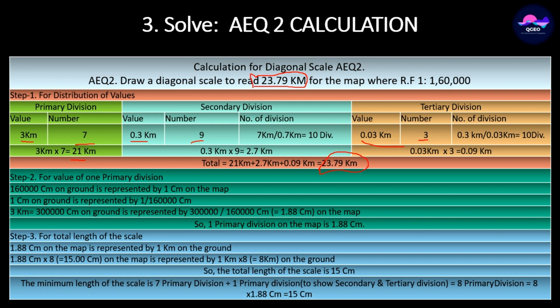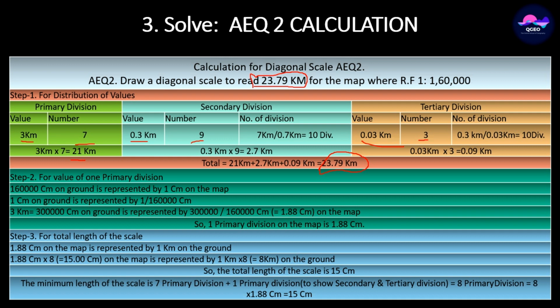This is the main factor. This is a most important part of the distribution of the values. Otherwise you have to draw more and more tertiary division lines in tertiary division. So you seriously think how to distribute the values in proper way.